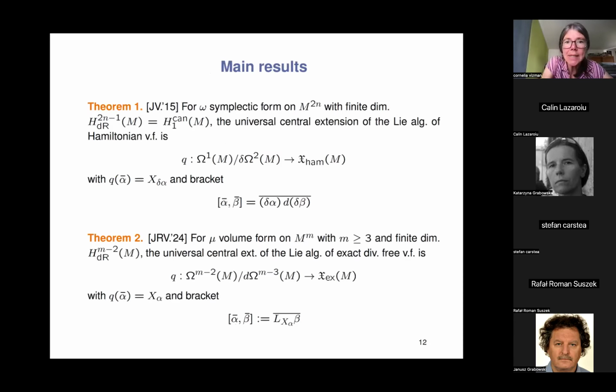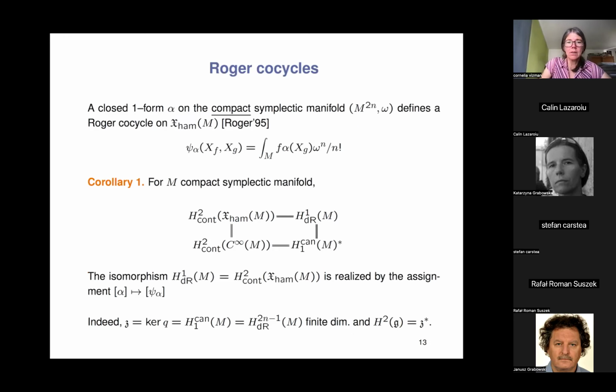We can see this here because Q is basically delta, and so the kernel of Q is the kernel of delta modulo the image of delta, so it's H1, and the same is in the second one. So in the symplectic case, we automatically get that H2 for Hamiltonian vector fields is H1 de Rham, because H1 de Rham is the dual of H1 canonical.